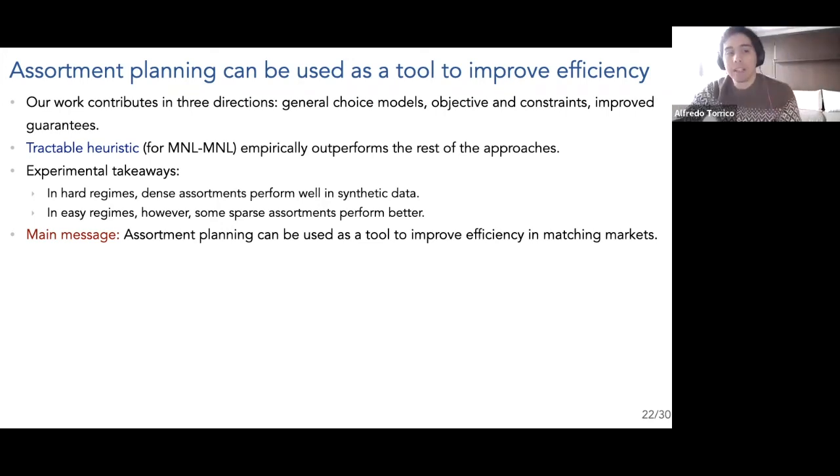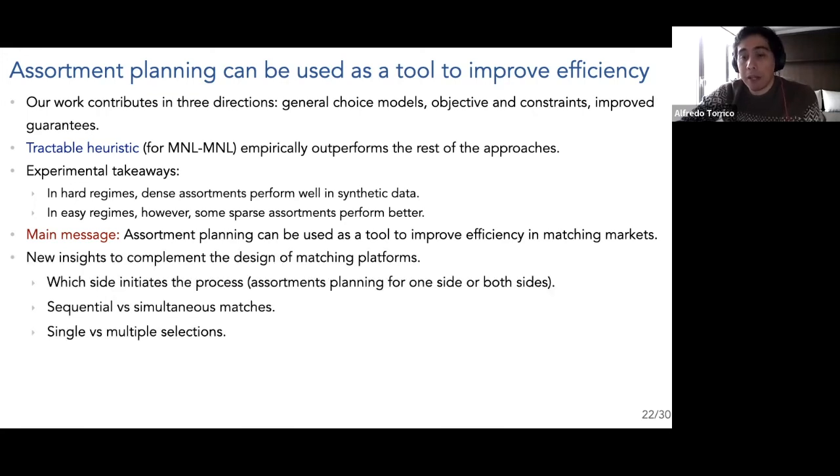And in the experimental section, we saw two things. In hard regimes, meaning that the consumers want to leave more than to stay, dense assortments may be preferred because you have to induce them to stay in the market, and dense assortments perform well in this synthetic data. In the easy regime, some sparse assortments, some smaller menus, actually perform better than denser, larger menus. So the main message is that assortment planning can be used in this kind of market as a tool to improve the efficiency of the matching market.